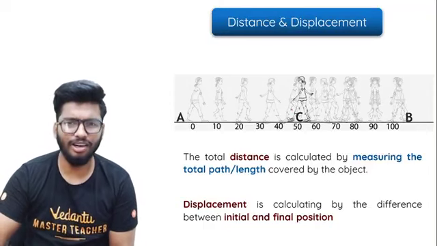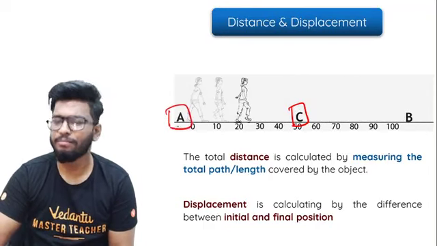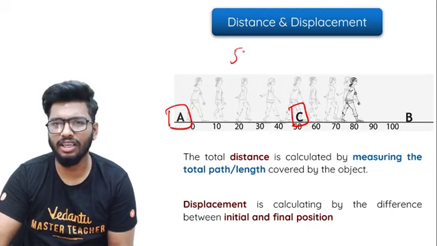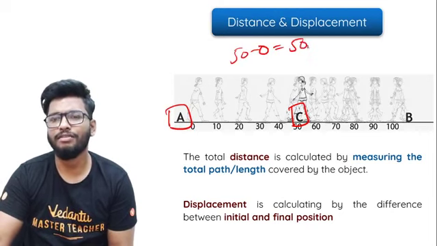Now look at that. The final position of the body is at C. Initial position is at A. So what is the final position? Final position is 50 minus 0. So the displacement becomes 50 meters.